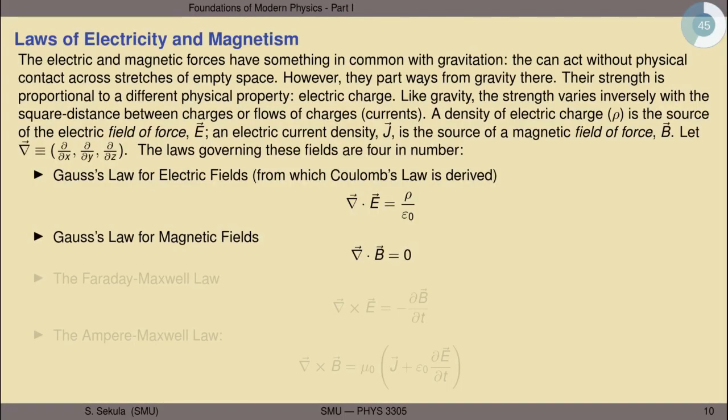The second law is Gauss's law for magnetic fields. And this one is probably the simplest of the 4. It's that same operator action, the nabla symbol with a dot product with the magnetic field. But on the right-hand side, you get 0.